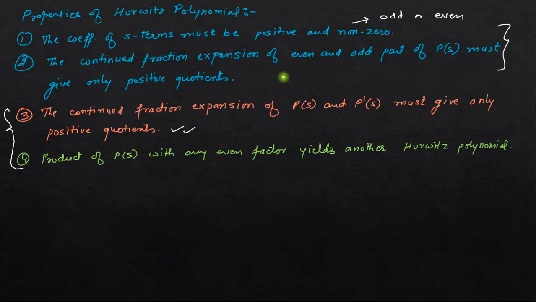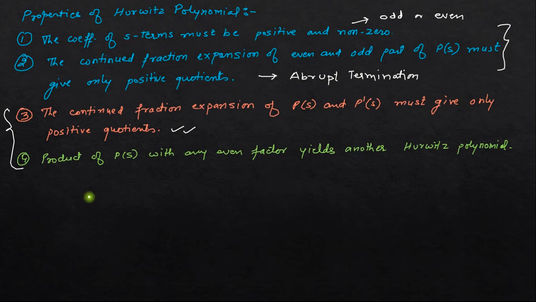Similarly, if the second condition does not hold, that is with the abrupt termination, as we discussed in the last lecture, abrupt termination means that one of the divisors will be a factor of the given polynomial. So in that case we will jump to check condition number 4, which says the product of P(s) with any even factor yields another Hurwitz polynomial.